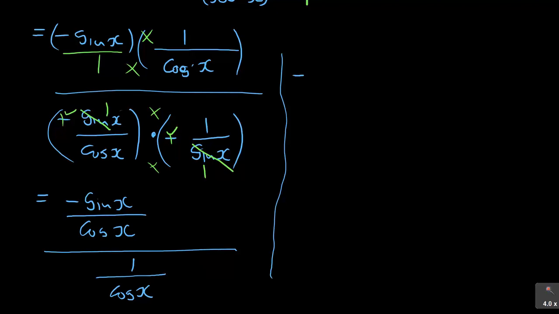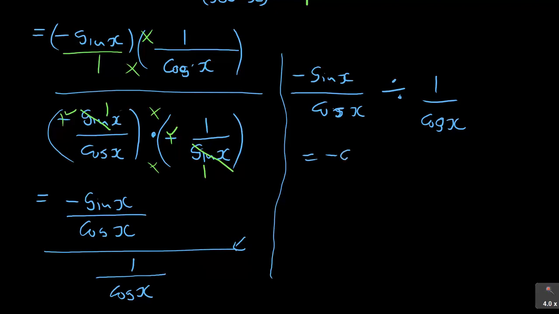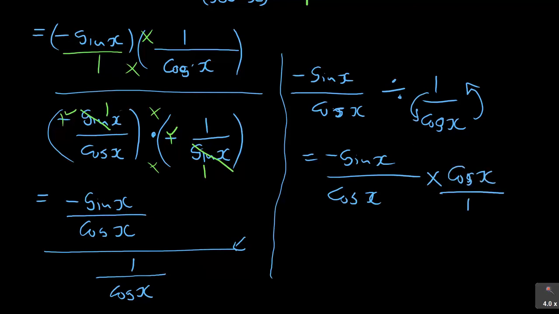So this is like saying minus sine x over cos x divided by this division sign. I'm changing into divided by 1 over cos x, which is equal to minus sine x over cos x. You convert division to times, you take cos to the top, you take 1 to the bottom, which is cos x over 1. You seeing that?